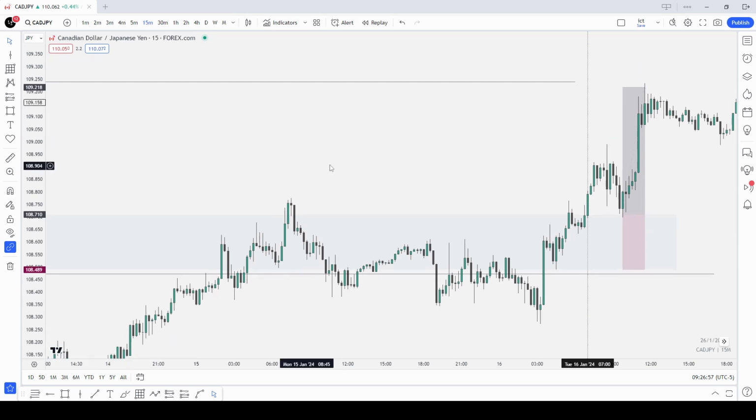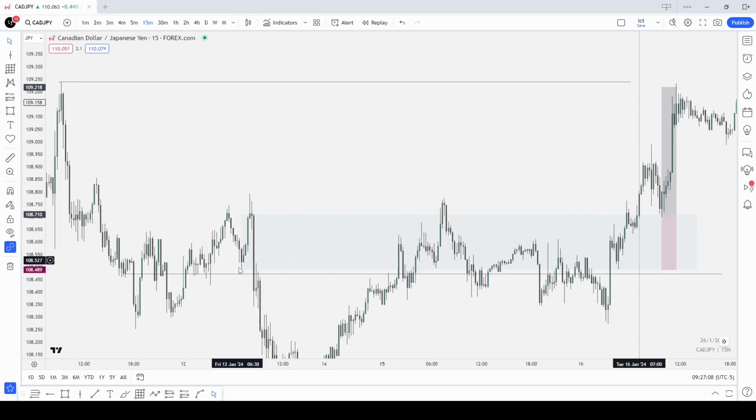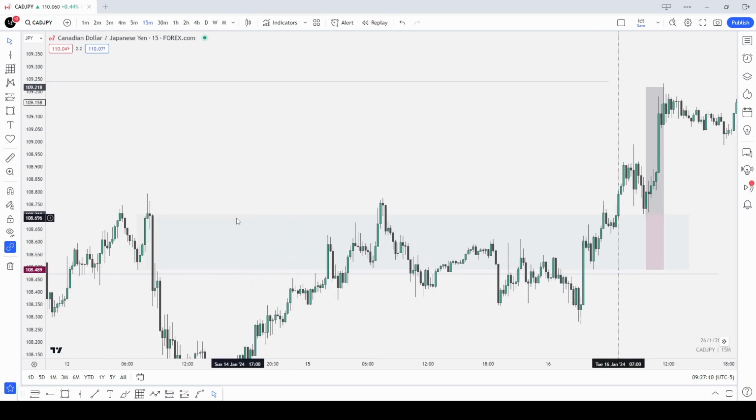Now, I can throw an execution screenshot up for you now. And as you can see, I caught the bottom of it, the very bottom of the 15-minute candle where we tapped into this bullish breaker. And that is the power of the breakers.